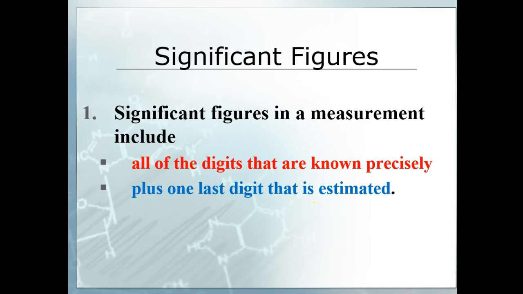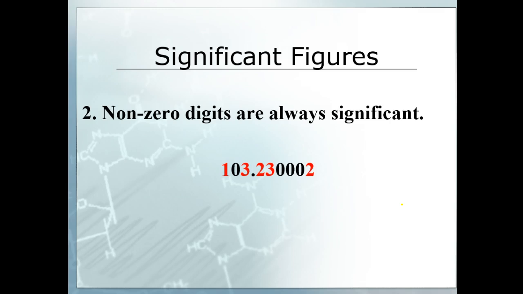Significant figures in a measurement include, and I want you to start writing these rules down. Number 1, all digits that are known precisely. I'm going to show you what that means in just a minute. Plus one last digit that is estimated, so it's one that we think it's close to. Non-zero digits are always significant. So that's 1, 2, 3, 4, 5, 6, 7, 8, and 9. Those digits.